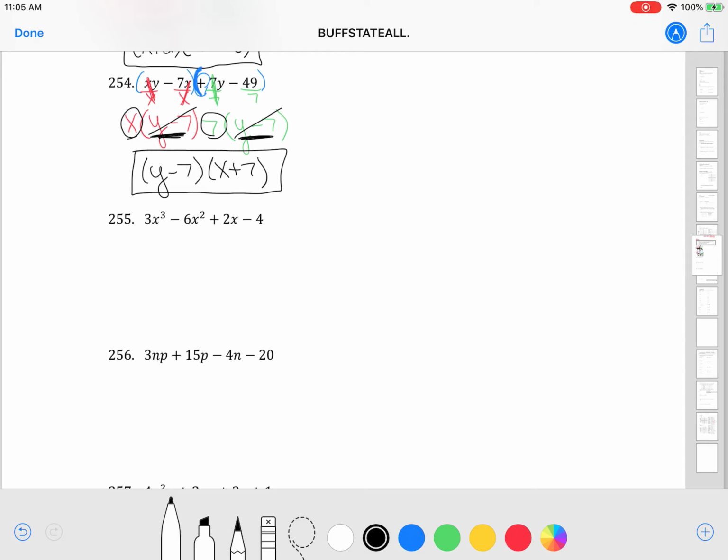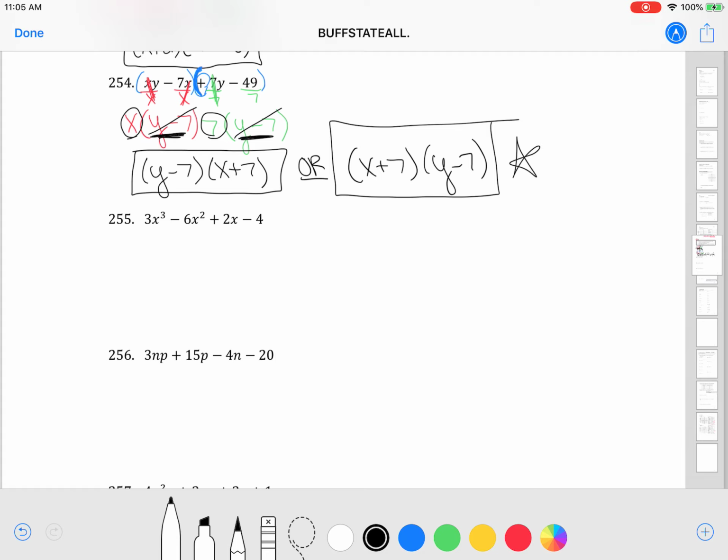A question that I usually get during class at this point is, am I allowed to write it as the x plus 7 first and then the y minus 7? Absolutely yes. Both of these are correct answers. It does not matter which order you write them in. You absolutely must have the x and the positive 7 and the y and the negative 7 in the same set of parentheses though.